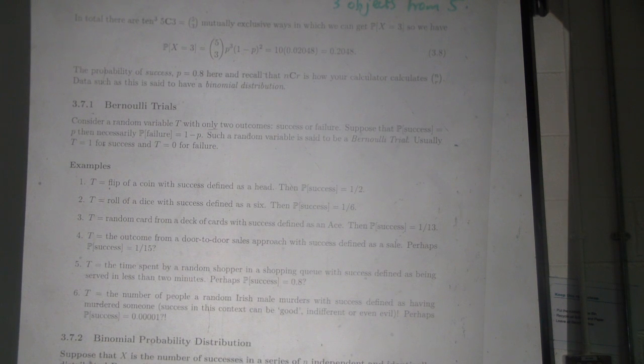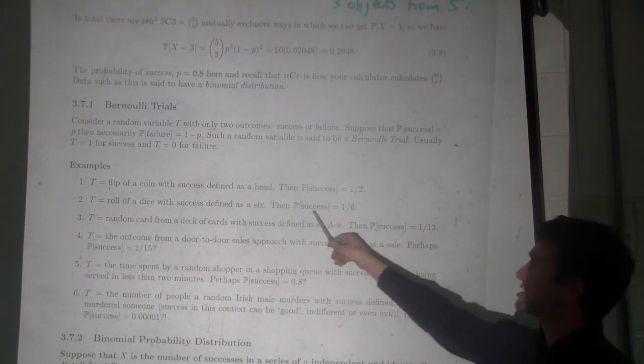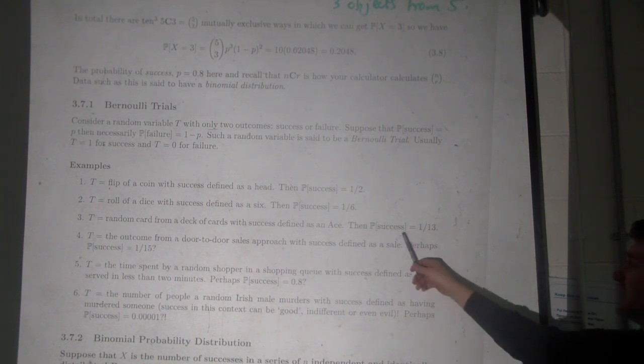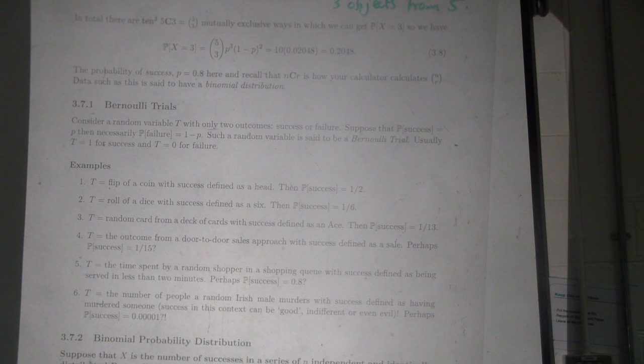What's not success? Any other number. So the probability of success here is 1 in 6. A random card from a deck of cards with success defined as an ace. So the probability of an ace is 4 out of 52, which is 1 out of 13. So failure is 12 out of 13.